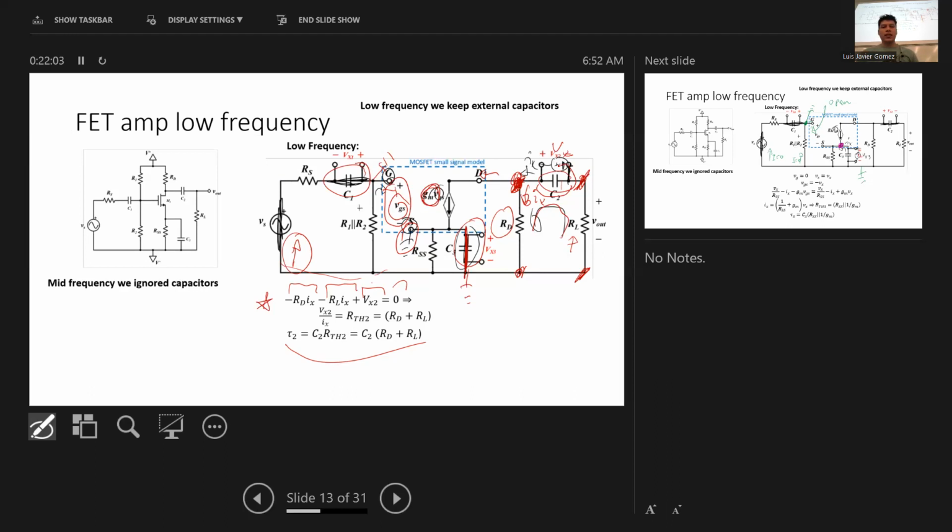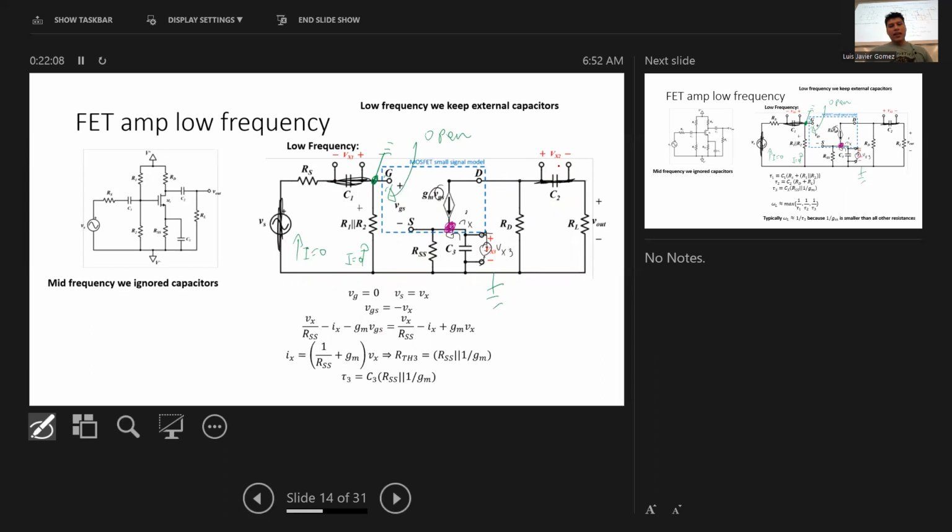Okay, so now we do go for the third terminal. And this one's a little bit more involved, but you can basically analyze this circuit to get what IX over VX is, and then you get your R-Thevenin. And once you get your R-Thevenin, then now you have tau 3. So at this point, is it clear to everyone how you find these taus? You have a question?